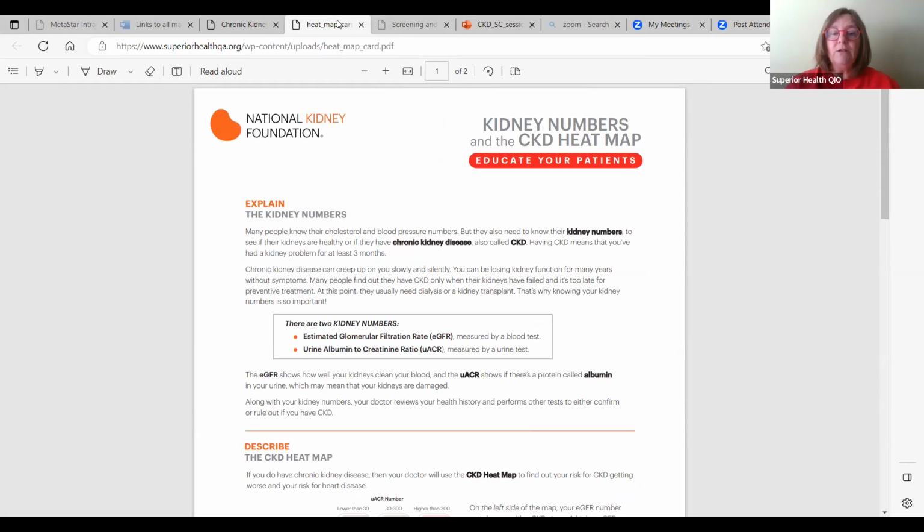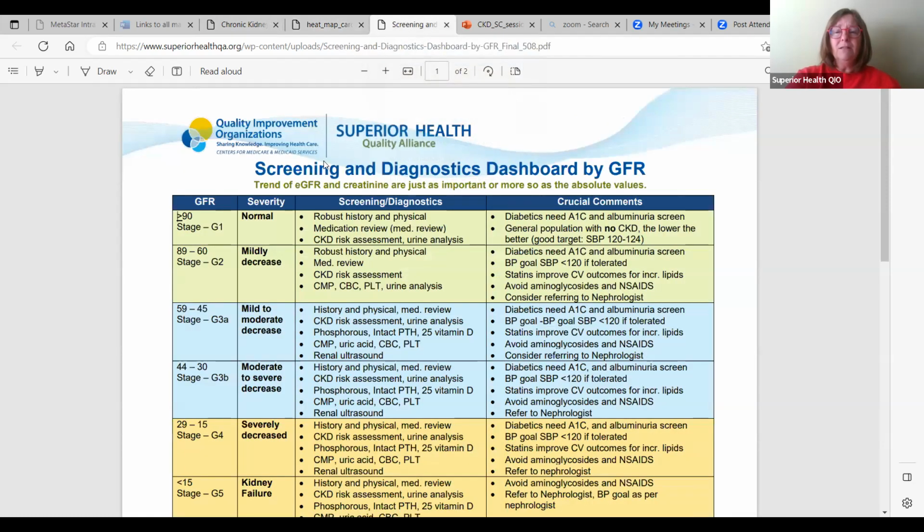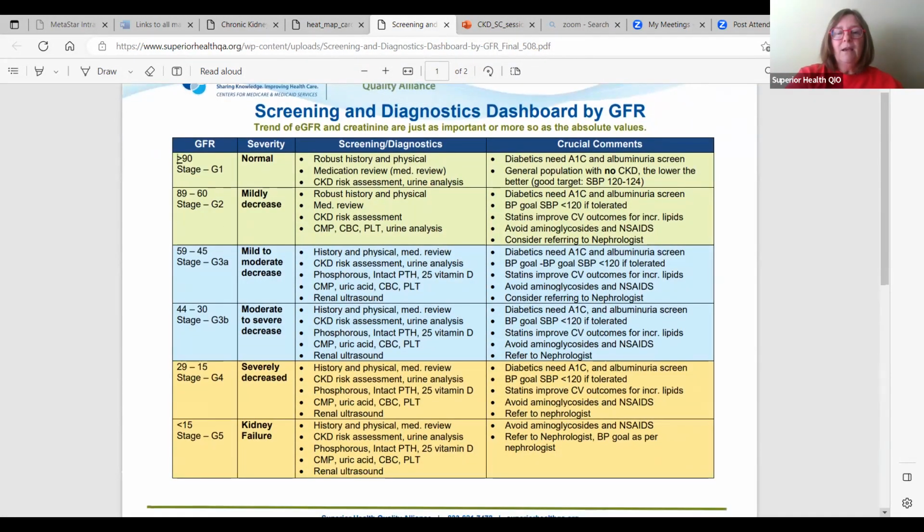And this is a great tool that might be helpful to you, brought to us by our partners at Midwest Kidney Network, something they found from another organization. But we also want to show you, hot off the press, Dr. Campbell has worked a great amount of time to bring forward to you this new screening and diagnostics dashboard by GFR, and you are the first folks to get to see this.